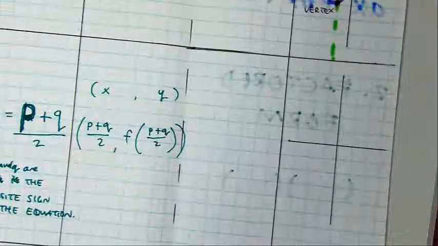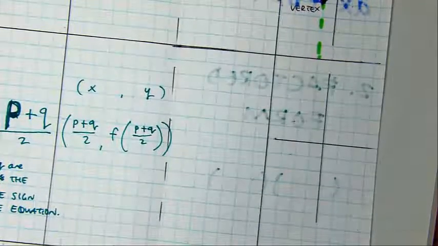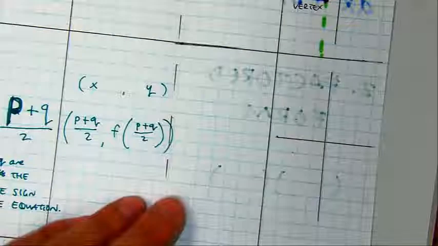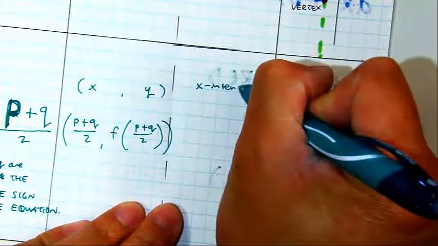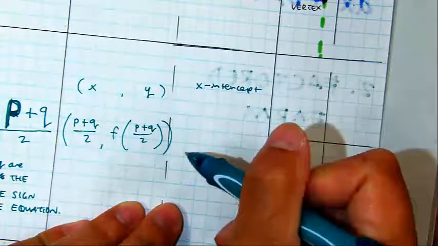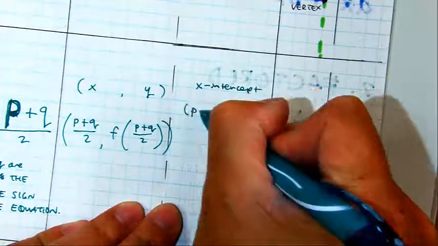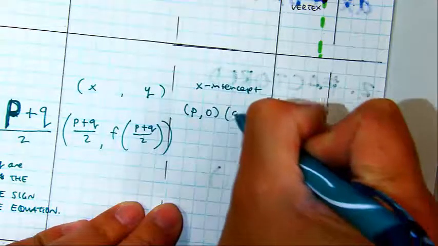Now, what is the point of finding the factored form? Factored form helps us find the x-intercept. X-intercept, where it crosses the x-axis. And those ordered pairs are going to be p, comma, 0, and q, comma, 0.